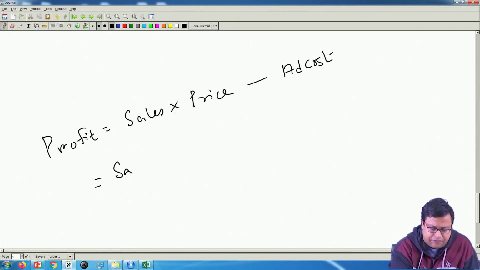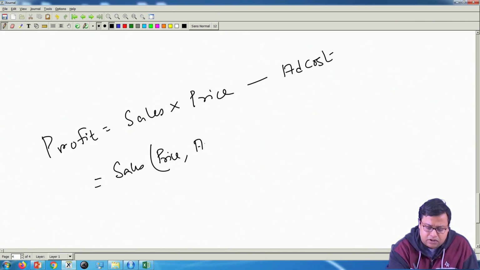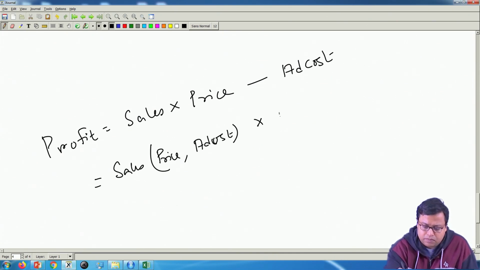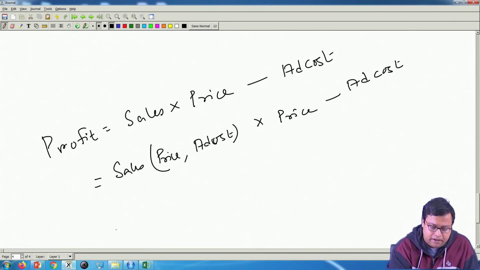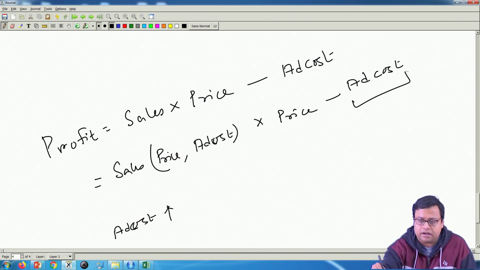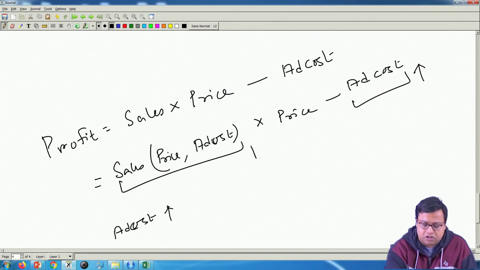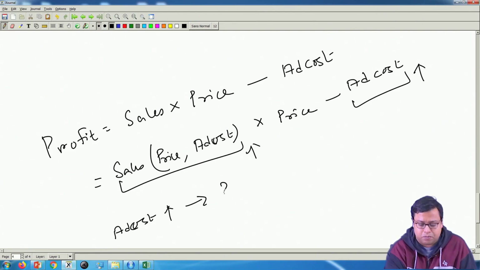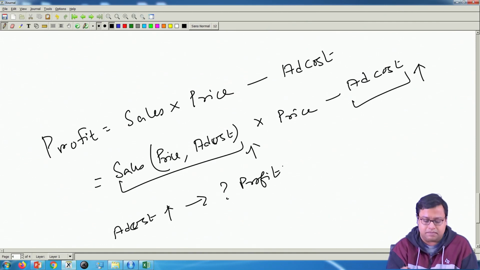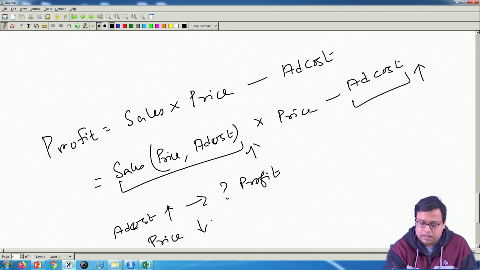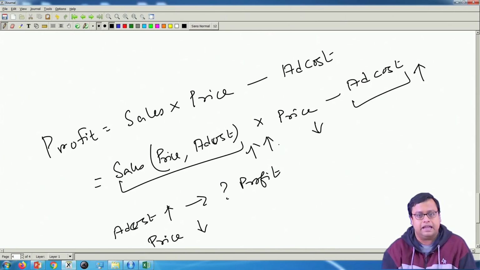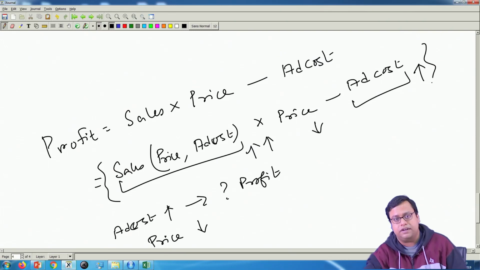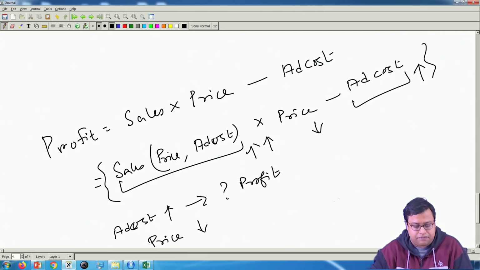Now, sales is a function of basically price and ad cost, this into price minus ad cost, this is my problem. If ad cost goes up, then this part goes up, but this part also goes up. So, I am not sure what happens to profit. There is a dilemma, and that is why the optimization comes in. Again, when price goes down, this part goes down, but this part goes up. Again, there is a dilemma, and I do not know which one is optimal. So, I have to find out the functional form and solve it. Here I am trying to find out that functional form only.